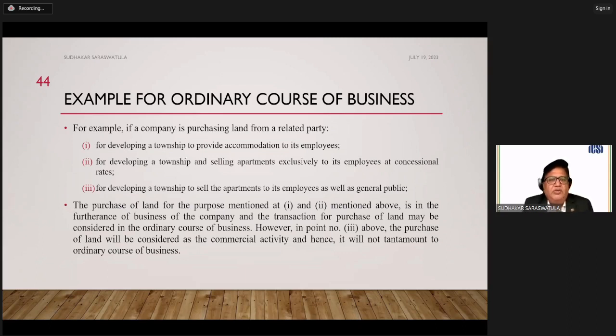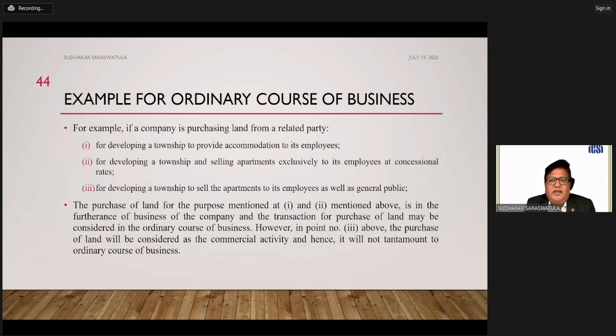I need to give them to my employees because they cannot stay at far off places and come to work every day. So it is beneficial for them as well as for the company that they stay near the refinery. So for that, I need to develop the staff quarters for which I am purchasing the land. Yes, it is in the ordinary course of business.